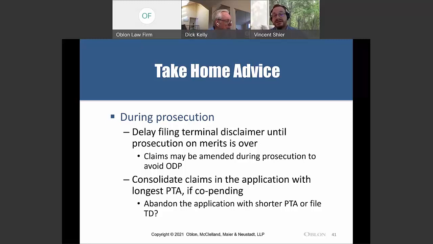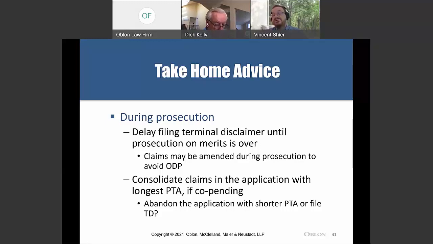Where you have co-pending applications, even though patent term adjustment isn't officially calculated by the patent office until the patent is going to grant, certainly the calculations should be readily available and accessible by any patent professional and should be very capable of doing so. I think it's important to take a look at your co-pending applications. Maybe do a back of the envelope calculation of what you think the PTA might be, and then consolidate claims in the application that has the longest PTA if possible.